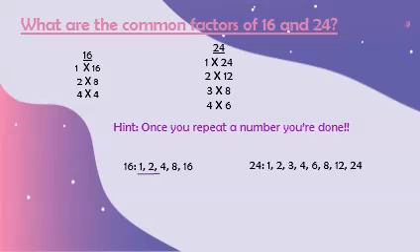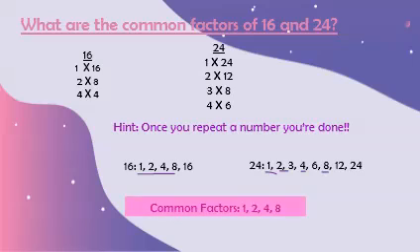1, 2, 4, 8. So those are the common factors of 16 and 24. So the common factors are the factors that are found in 16 and 24. Or the common divisors, it's the same word. So 1, 2, 4, and 8.